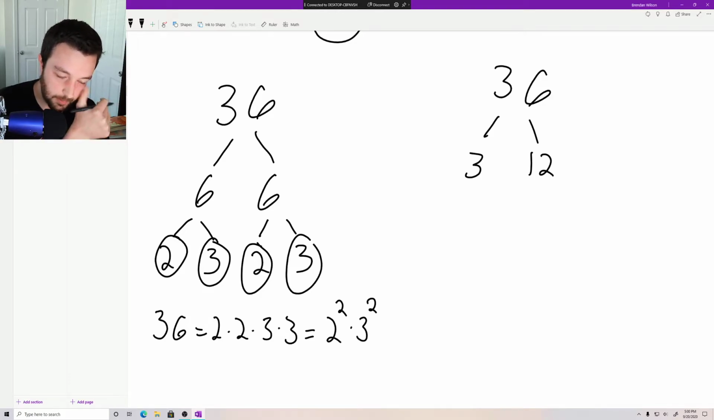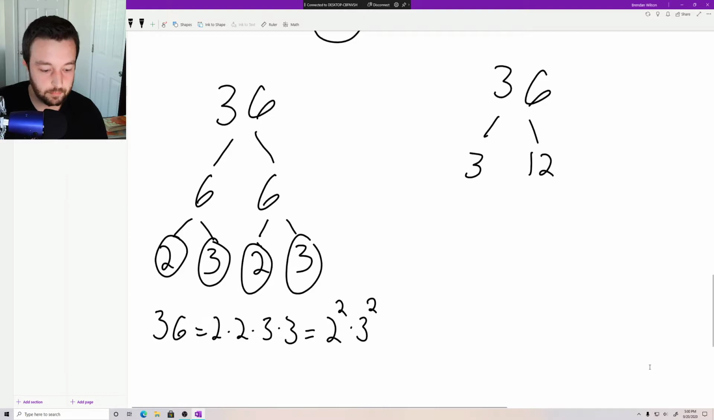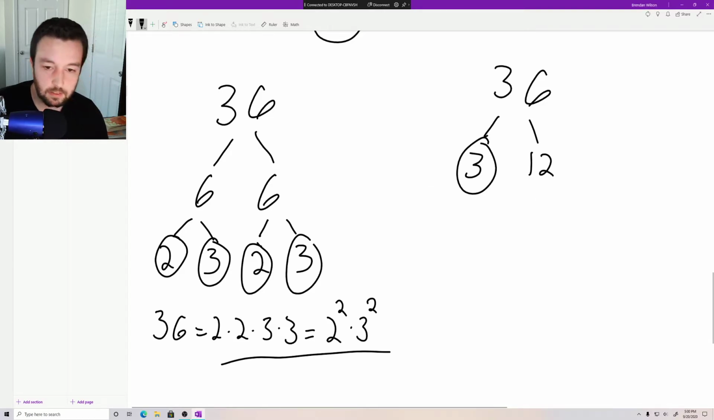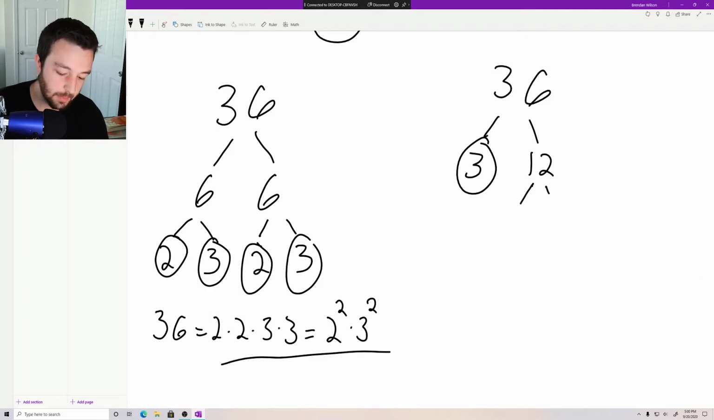Okay, so you can write it with exponents or without exponents. Either one of these. So now going over to this one, we broke it down into 3 times 12. Well, 3 is prime, so we're done there. But now 12, that can be broken down further. So then you just do whatever comes first to your mind. Like the first thing that comes to my mind with 12 is 3 and 4. So 3 is prime and 4 is not.